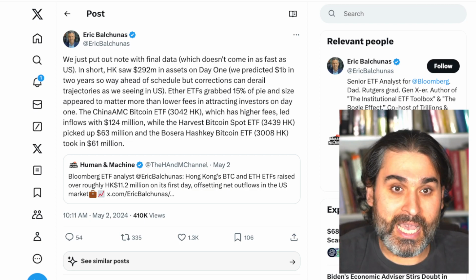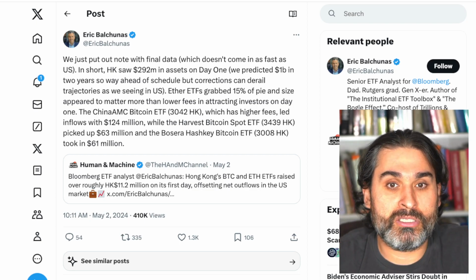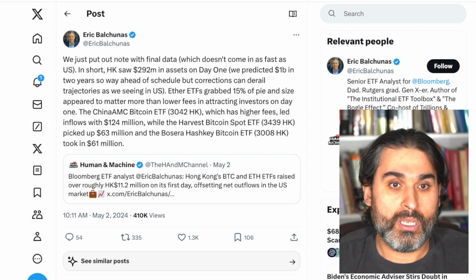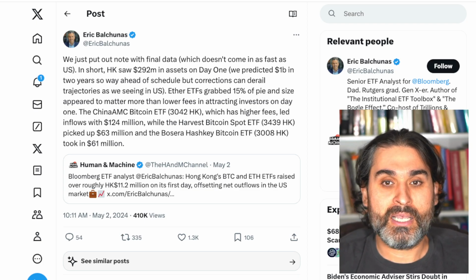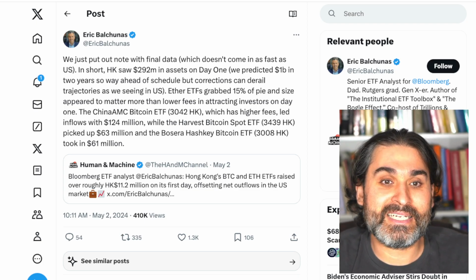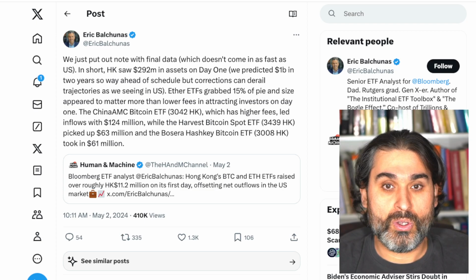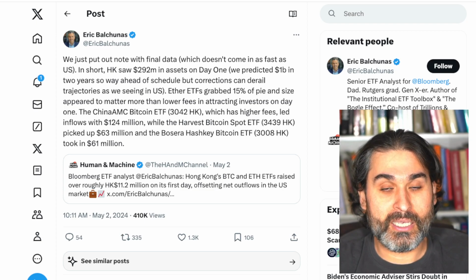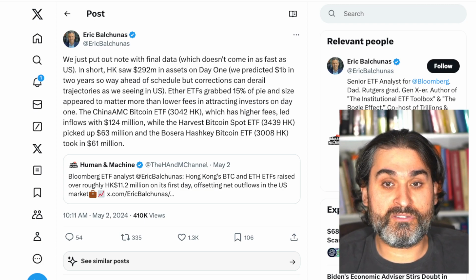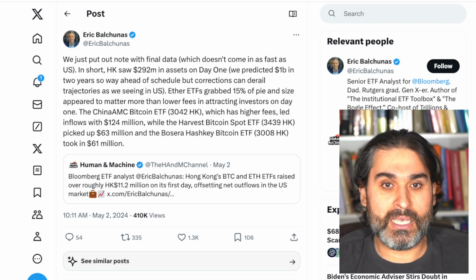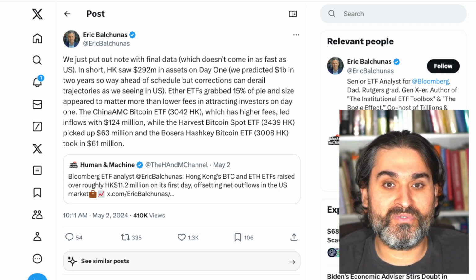So what's actually happened is we've had $292 million in assets on day one. And what's really interesting is that Eric Balchunas was saying they'll probably get $1 billion in assets over 2 years. So it's really interesting to see that these flows are actually really good. But he's saying there could be corrections along the way, so let's not get too far ahead of ourselves.